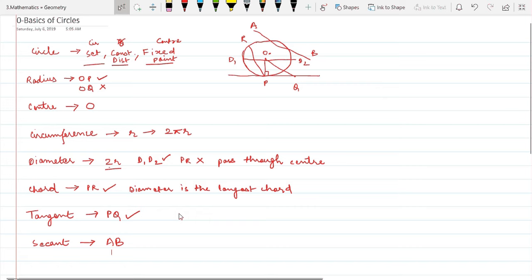Now, what is a tangent? A tangent is a line that touches the circle externally only at one point. In the example shown above or the figure shown above, PQ is a tangent. What is a secant? A secant is a line that touches a circle at two distinct points. Okay, these were the basics of circles.